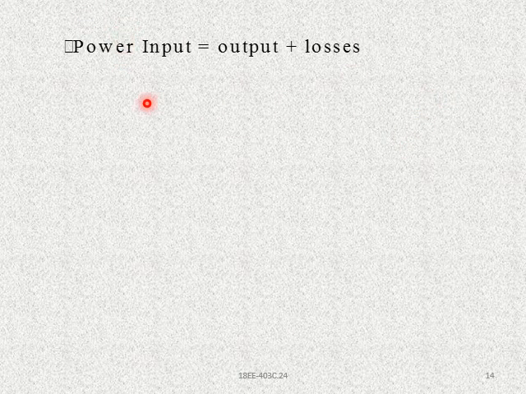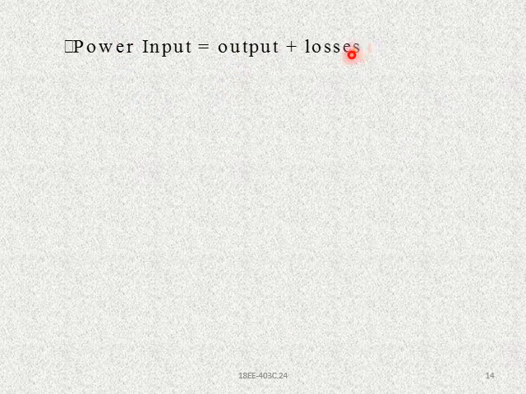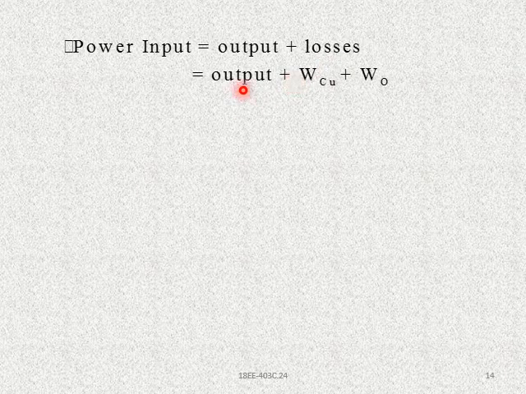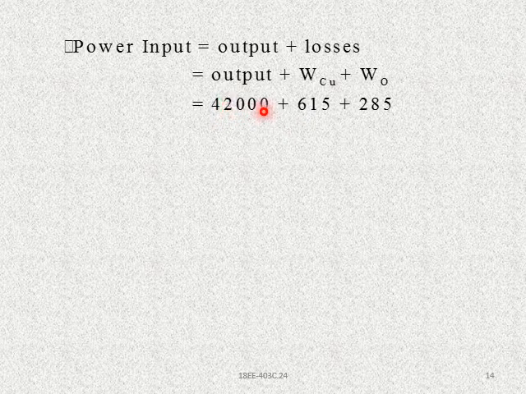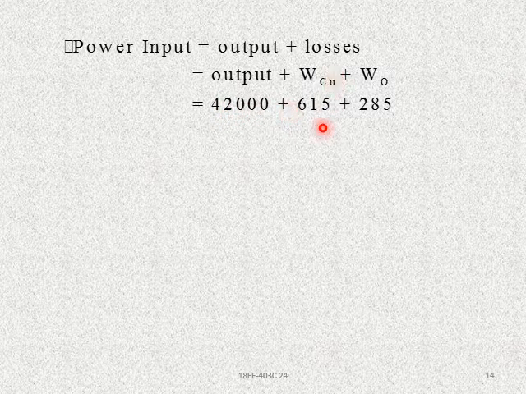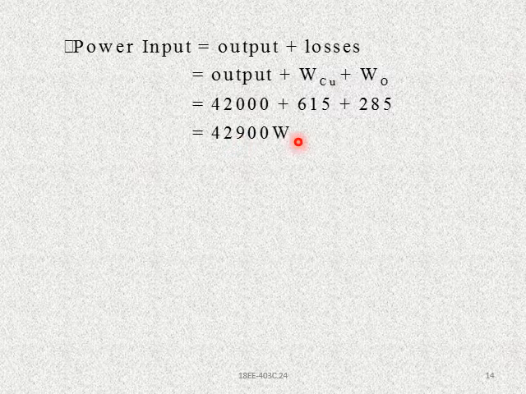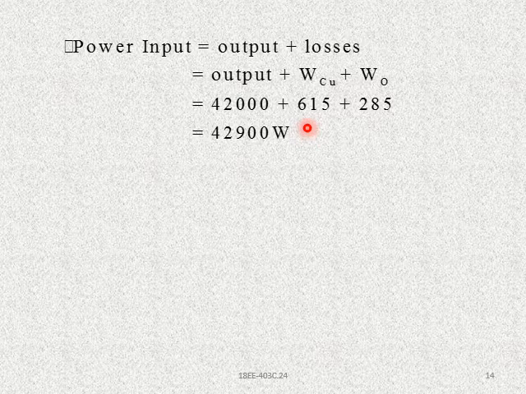Okay, now the power input is equal to output plus losses, and the output plus WC plus W0. The problems are same as in the previous, and the output is 42,000 plus WC is 615 plus W0 is 285. And the total is 42,900 watts. Simultaneously, please make a note of all these things. This is the total power input.